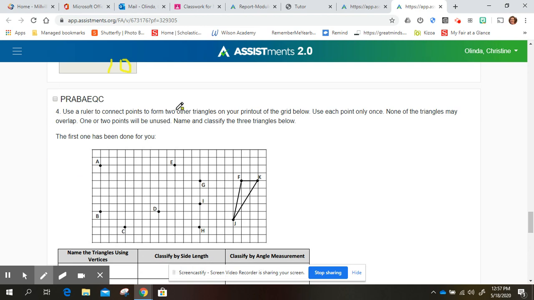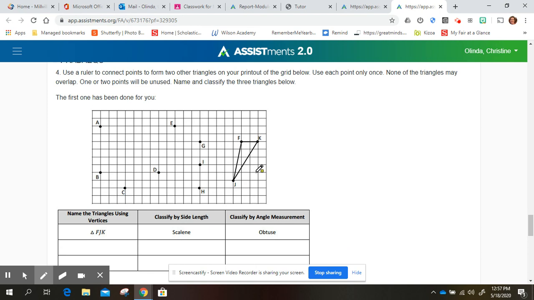Use a ruler to connect points to form 2 other triangles on your printout of the grid below. Now, you don't have the printout, so you just have to use your eyes. Use each point only once. That means I can't use these already because they're already done. None of the triangles may overlap. That means I can't take F and connect it to G and H because then I already used this point and then they're touching. 1 or 2 points will not be used. That means I don't have to use all the letters. Some of them won't be used.